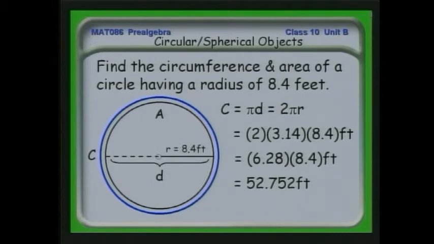When I work this out, I find that the circumference is 52.752 feet. And again, since I'm given the radius to the nearest tenth, it's best to round it off to the nearest tenth. So the circumference, good enough for rock and roll, is 52.8 feet. That's the distance around that circle. If you had a circle 8.4 feet from the center to the edge and you walked around it, you would be walking 52.8 feet, the circumference of the circle.